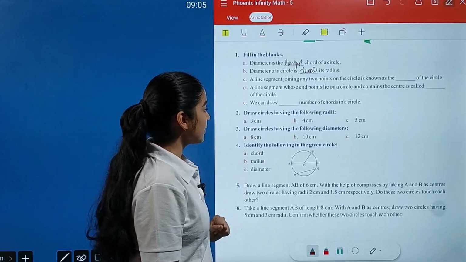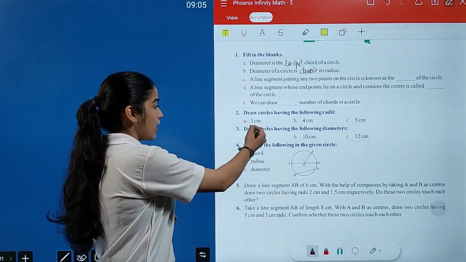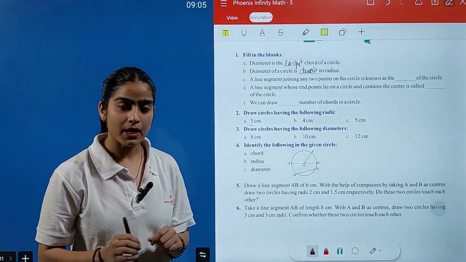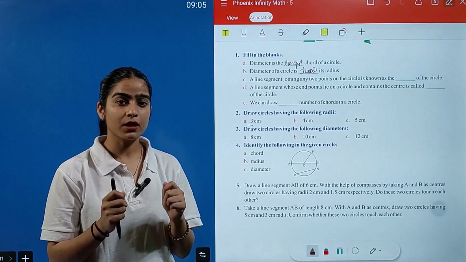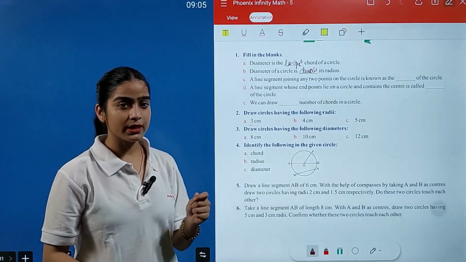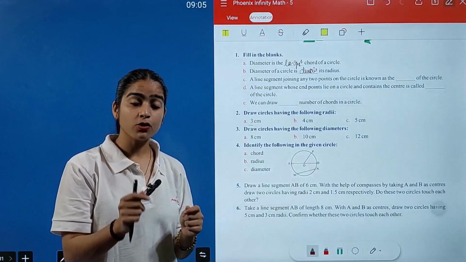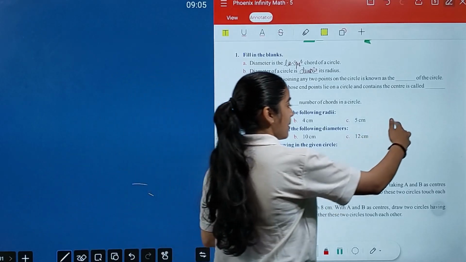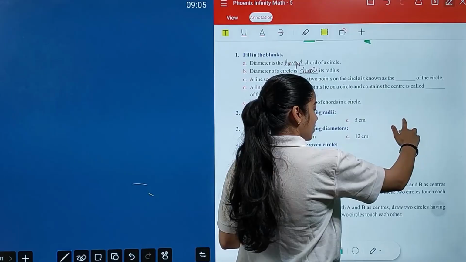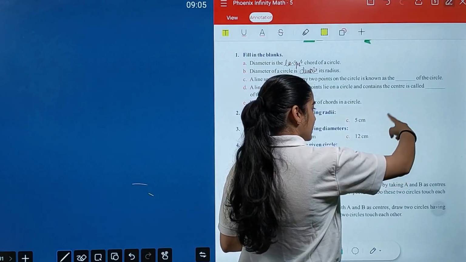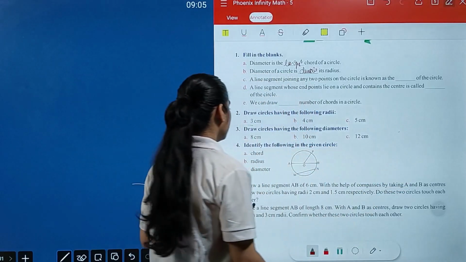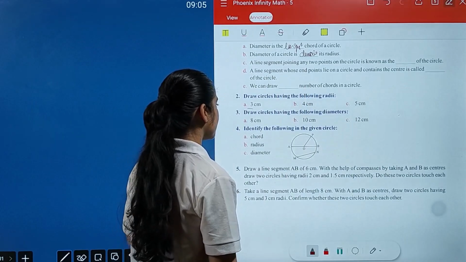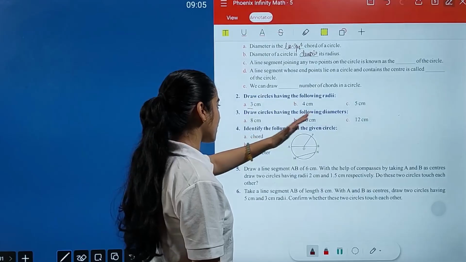Now draw circles having the following radii. So you have 3 centimeter. What you have to do is put your pencil in the compass. Then you have to open the arms of the compass from 0 to 3 centimeter by measuring it over your ruler. After this, you just have to put the pin of your compass and then make a round. So you will see your circle is prepared for radius 3 centimeters. Same you have to do for 4 centimeter and 5 centimeter.